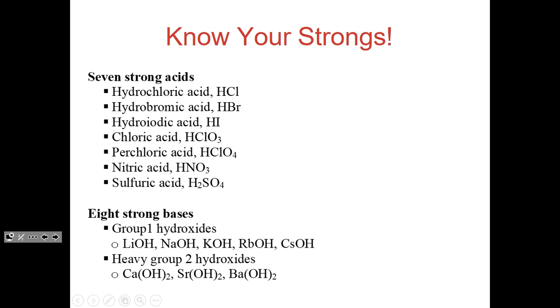Now, the first thing that is really important for this chapter is that you memorize the strong acids and bases. This is something way back from chapter 4. One of the earliest things we did in the class was memorize these. You have to know them for this chapter. There's so many situations where that becomes very important. So remember, the 7 strong acids and the 8 strong bases, you have to know them cold.